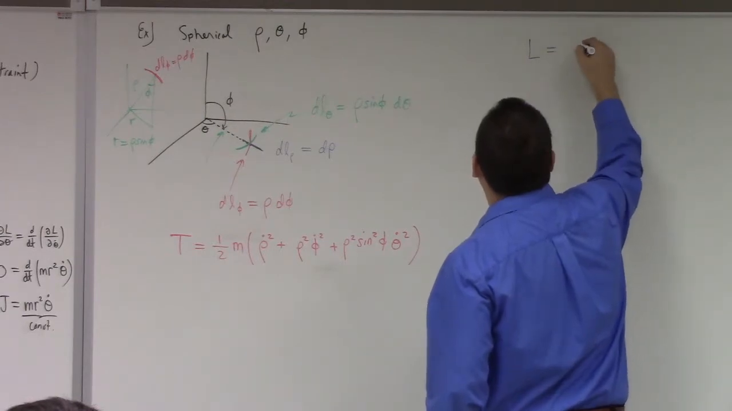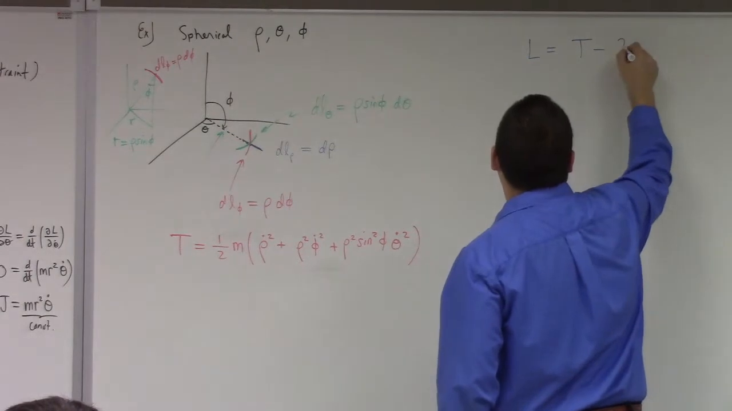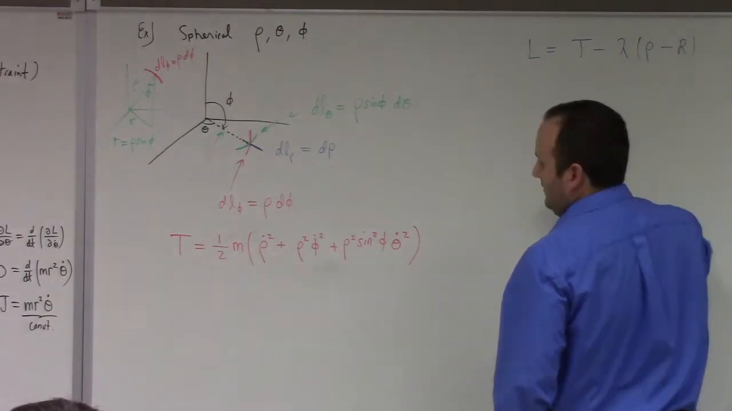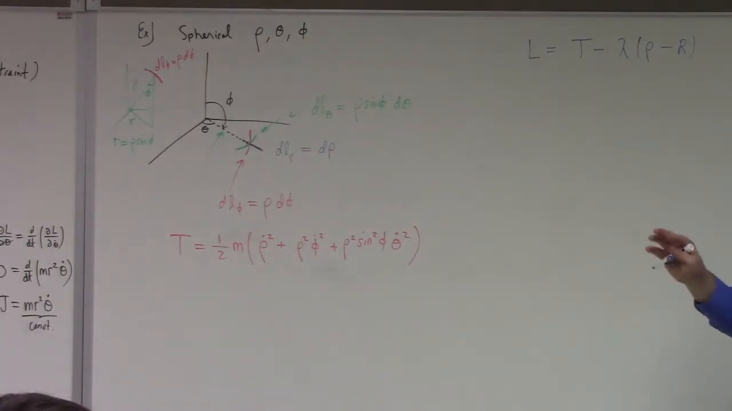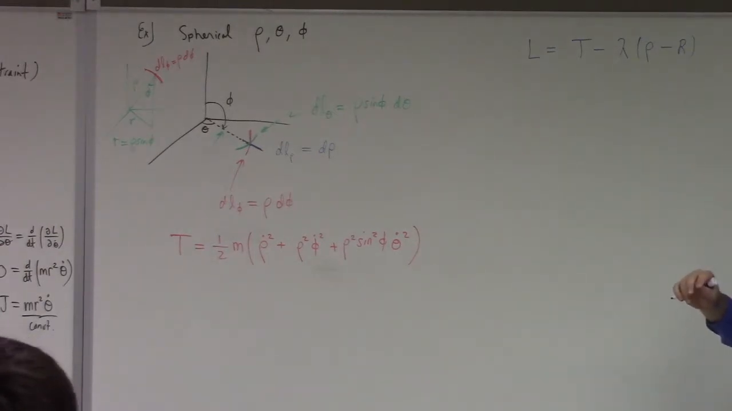Okay, so if I did this, though, T minus lambda times rho minus r, and then go through a similar thing to here, I would find that there are fictitious forces that appear based on both of the angular coordinates. But since it's not as physical as I was hoping, I'm just going to stop right there for this one. Any questions?